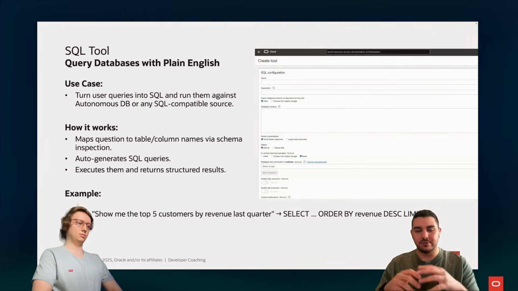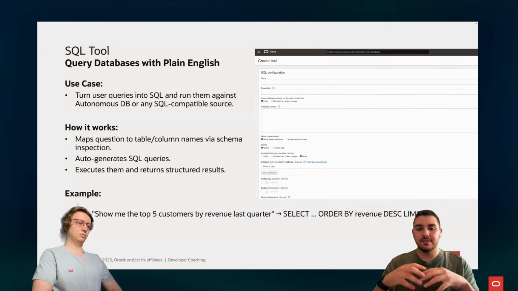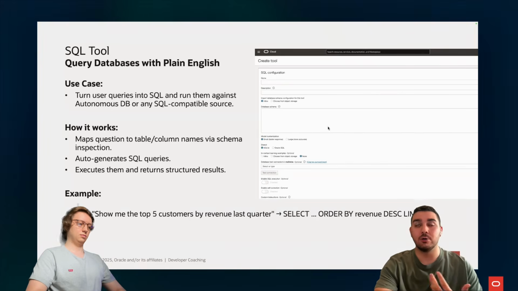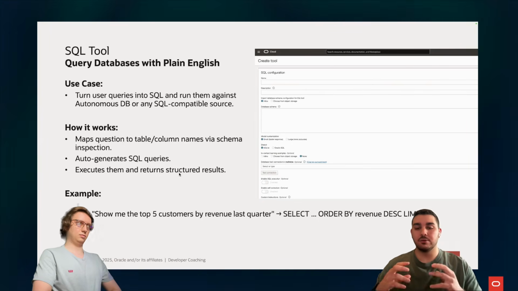So SQL tools, whether you're looking to query your database, this gives you the capability to query large data sets and actually gain insight from them through plain English, so natural language. And the way this works is that as you can see here, this is what it would look like in your OCI console. And you can very simply create that tool, provide the data schema, right? And then it's able to auto-generate those SQL queries using natural language.